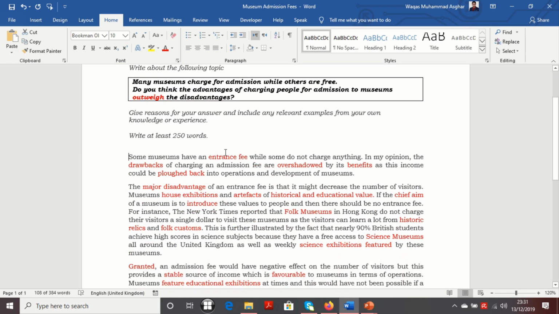Some museums have an entrance fee while some do not charge anything.